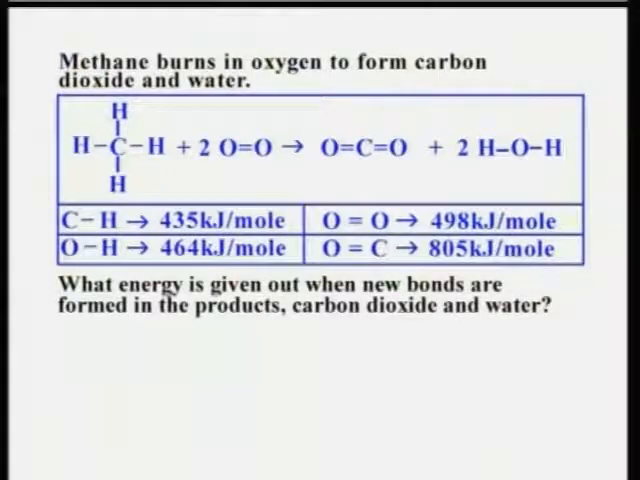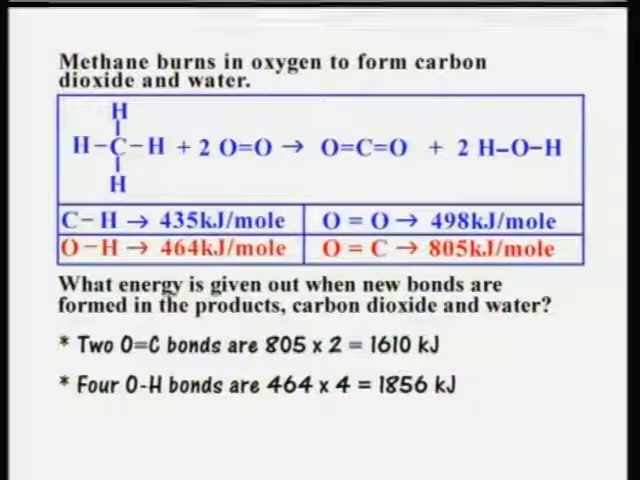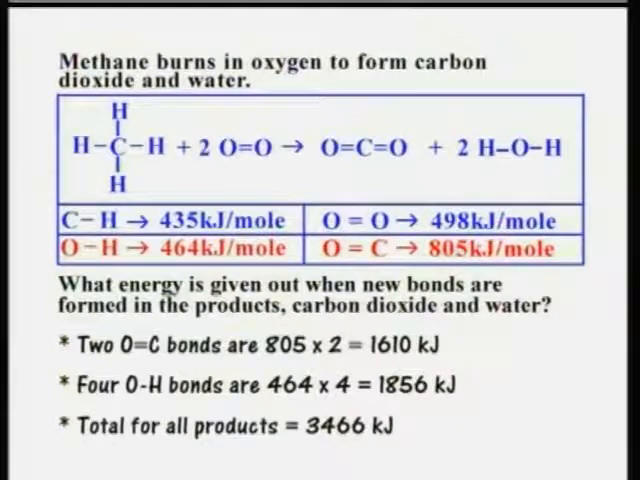What energy is given out when new bonds are formed in the products, carbon dioxide and water? Two oxygen-carbon double bonds are 805 times 2 equals 1610 kilojoules, and 4 OH bonds are 464 times 4 equals 1856 kilojoules. Added together, that's 3466 kilojoules.